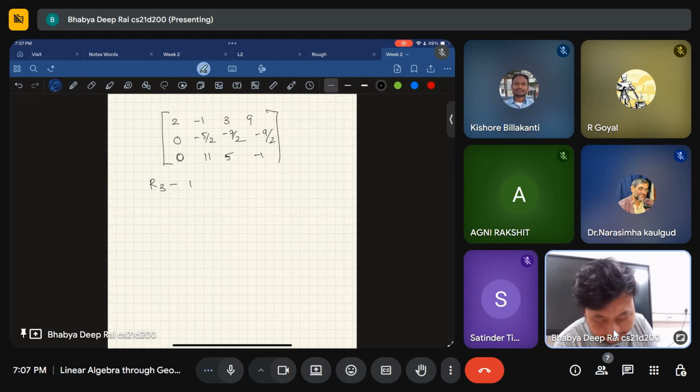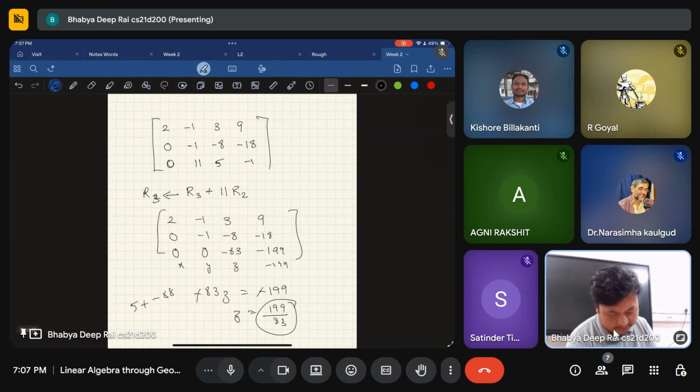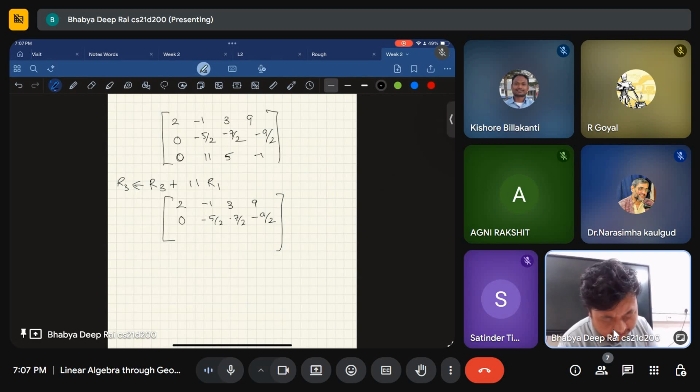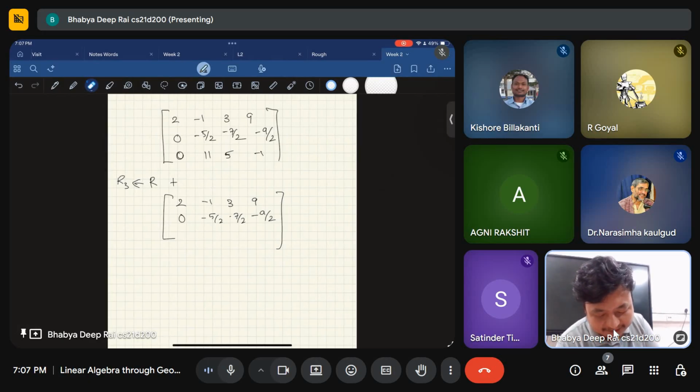So I'll do R3 minus 11 R1, and R3. Then I'll get 2, minus 1, 3, 9, 0, minus 5 by 2, minus 7 by 2, minus 9 by 2. Okay. So here I'll get 0. No, it's better I don't do R3 and R1 because I'll lose that 0. I'll do, okay, this will get complicated, but still let's try. That is R3, I'll put R3.